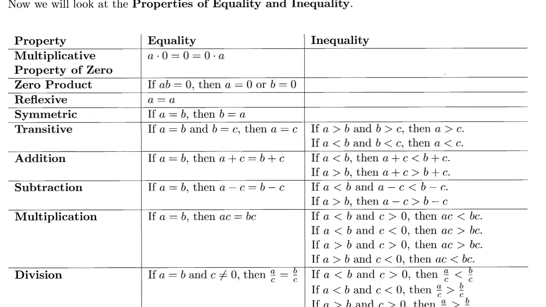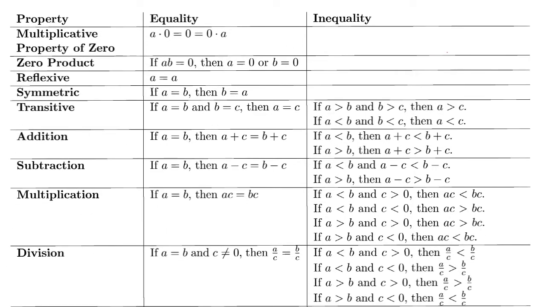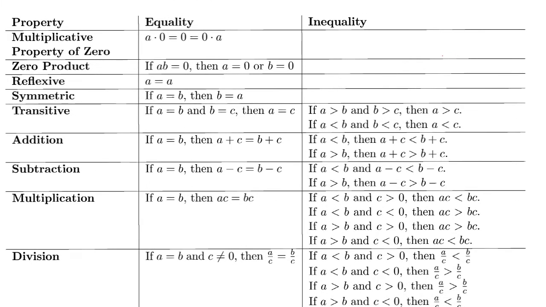Okay. So some things just to talk about here. The multiplicative property of zero: if you multiply something by zero or zero by something, you get zero. Okay. A zero product. If you've got two factors multiplied together and the result is zero, then I know that one of those values is zero. Either A is zero or B is zero. One of them is going to be zero.